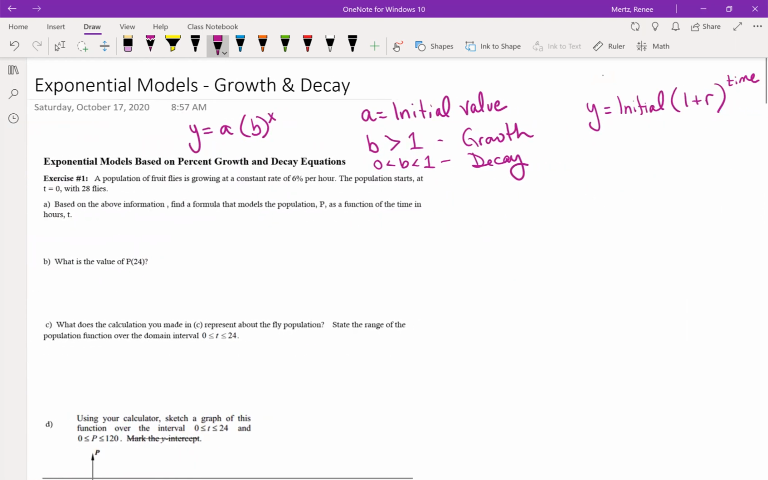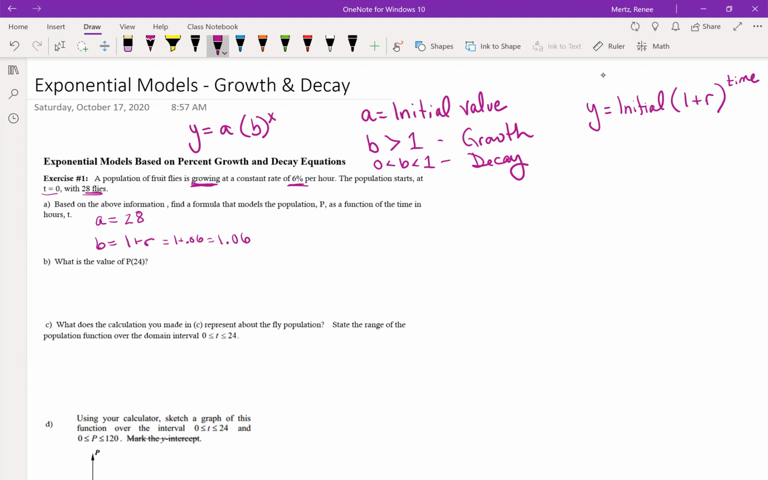So let's see what these start talking about. A population of fruit flies is growing at a rate of 6% per hour. The population starts at time 0 with 28 flies. So let's talk about what we know. We know our A value. How many flies did we start with initially? 28. Good. B, because it's growth, is 1 plus the rate. So 1 plus 0.06, 6% as a decimal, equals 1.06.